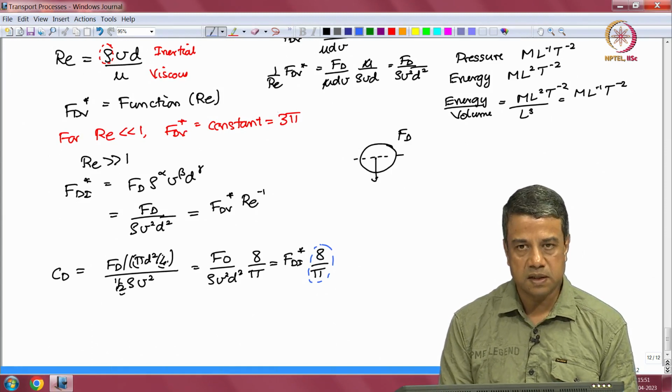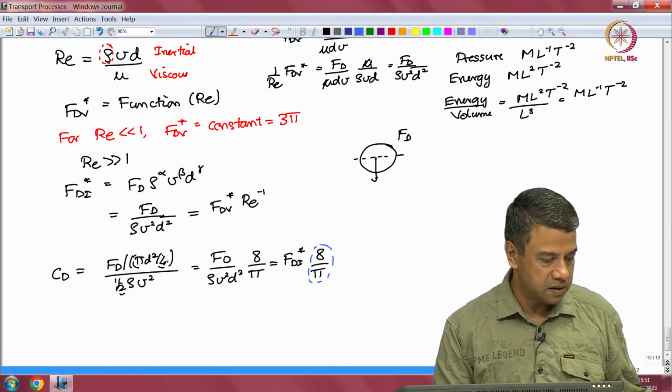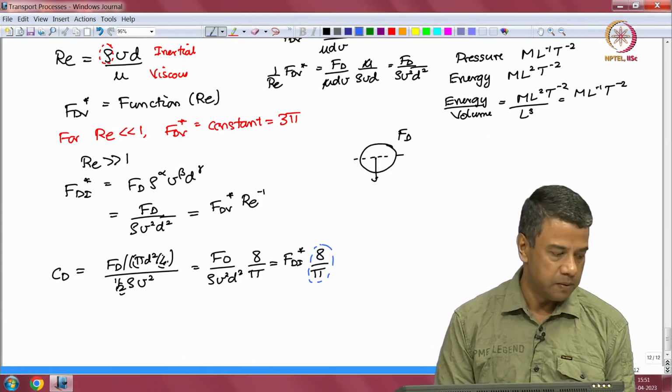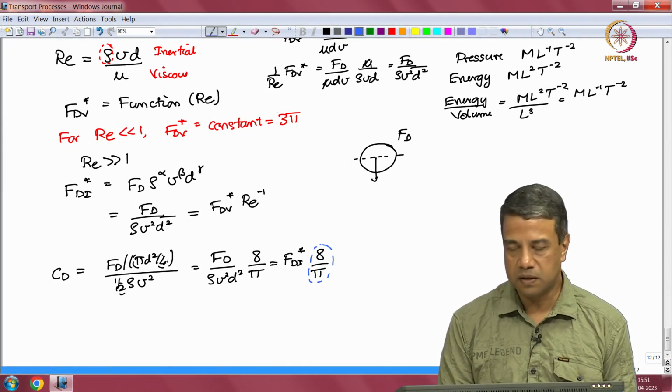So, I will continue this discussion of dimensional analysis for the flow past objects in the next lecture. I will briefly summarize the Buckingham Pi theorem before I go on to other problems involving dimensional analysis. I will continue this in the next lecture.